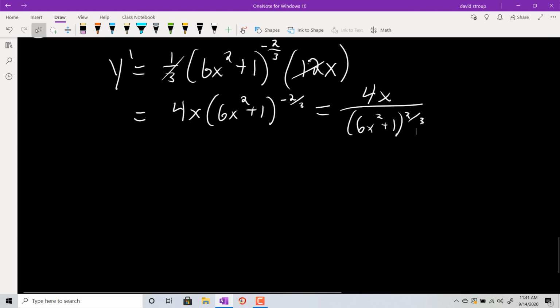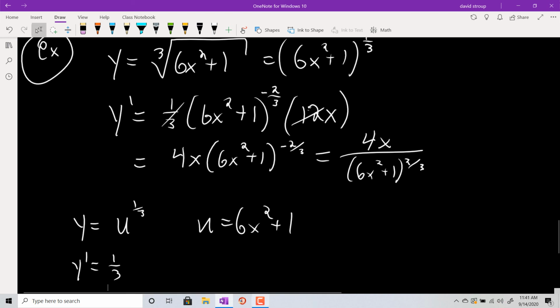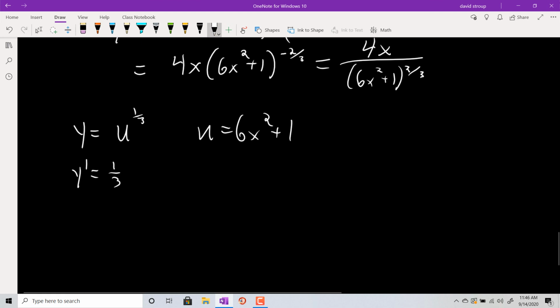But again, you could do it with the substitutions if you want. I'll show you that way as well. So y would be u to the 1/3, and then u would be 6x squared plus 1. So y prime, you get 1/3 u to the negative 2/3, times the derivative of u. So that's going to be 12x in this case.